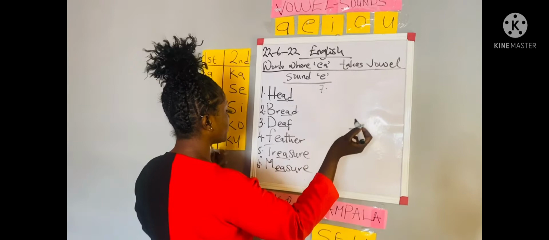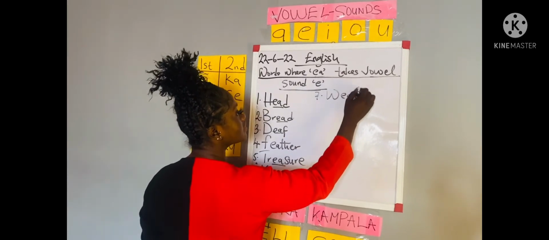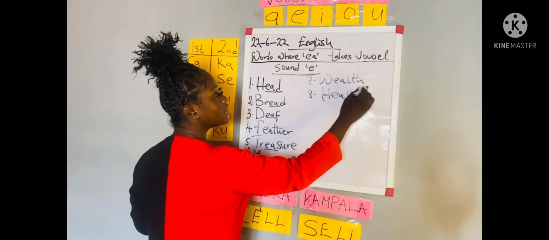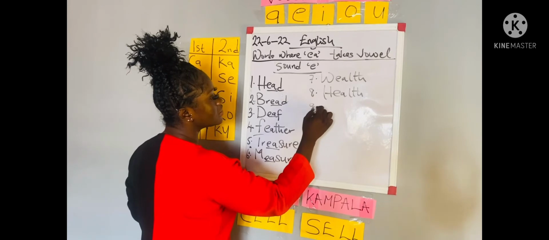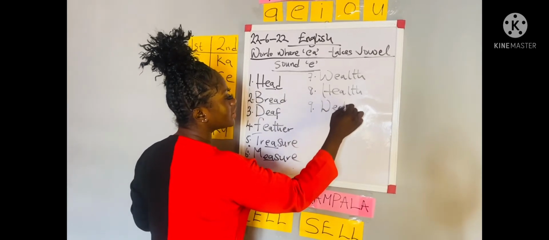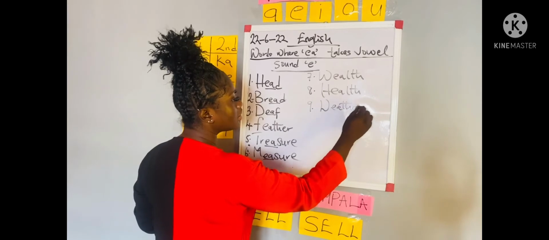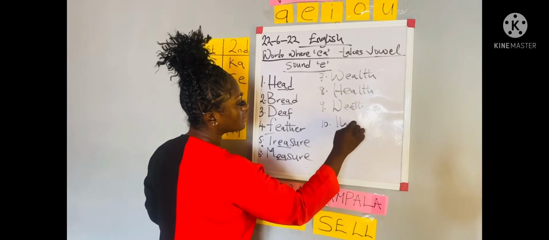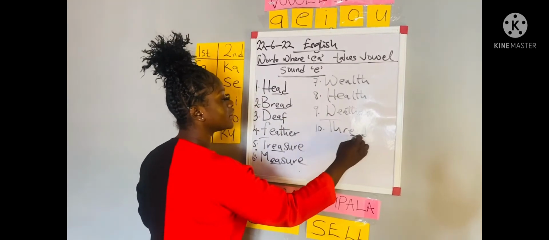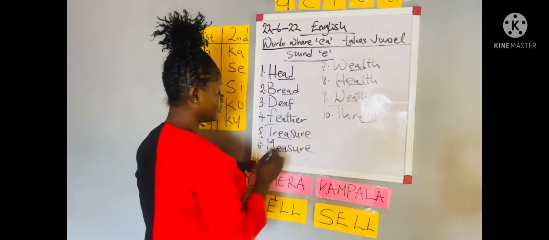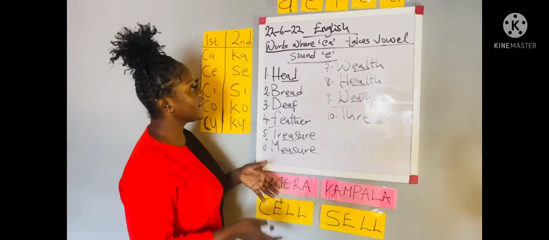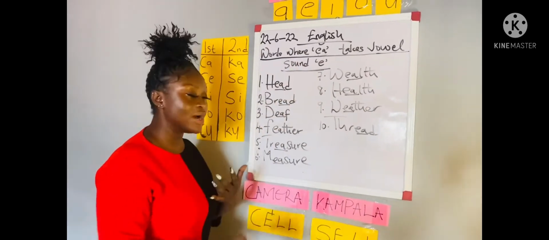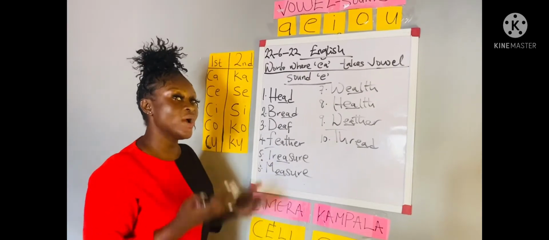What other words can we add? Dwelt, helped, wielder. So we have 10 words on the board where the letters EA are taking the A sound.